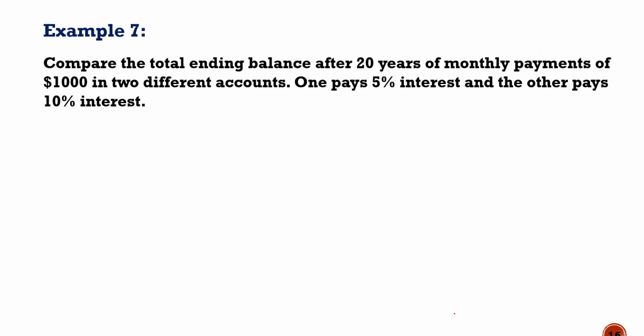Example 7: compare the total ending balance of 20 years of monthly payments of $1,000 in two different accounts. One pays 5% interest, the other pays 10% interest. Now this is interest, so different interest rates also have different effects. So first of all, let's look at the 5% account. This is still dealing with the future value of the annuity.